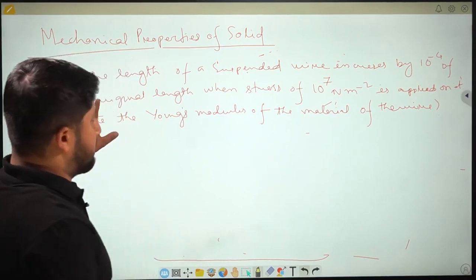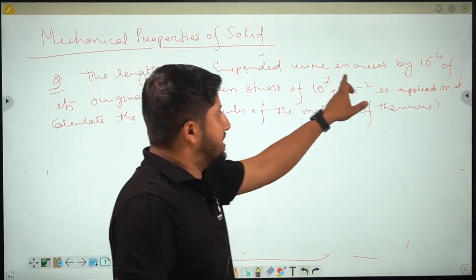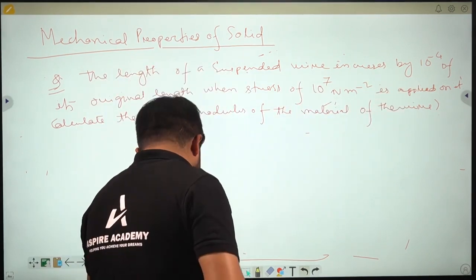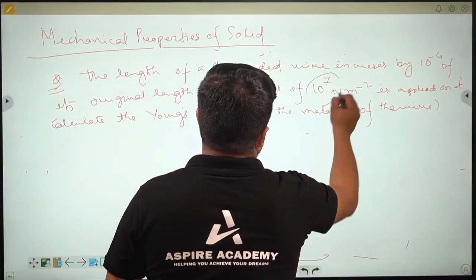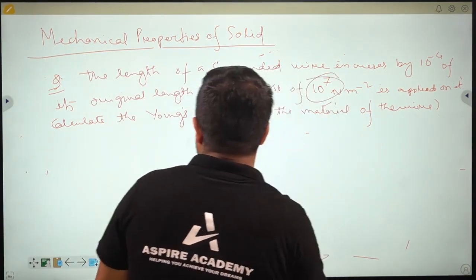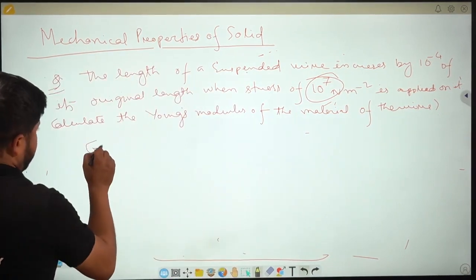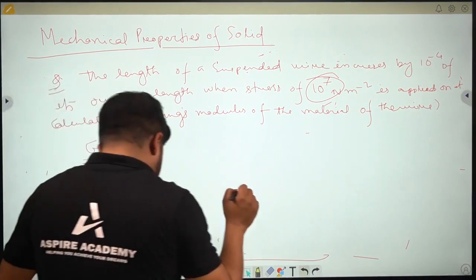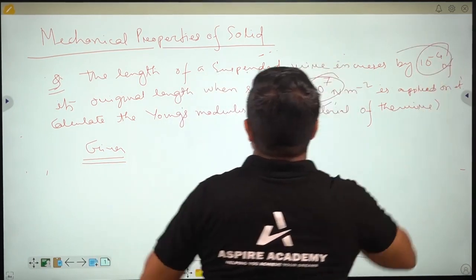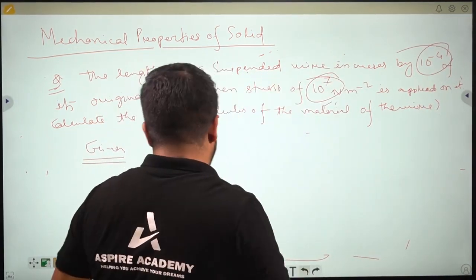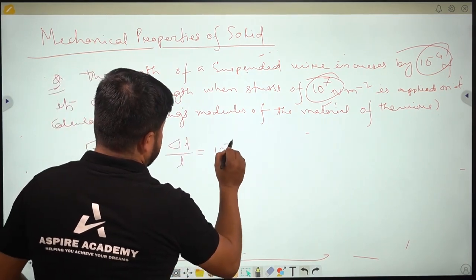So this is one basic numerical. The length of the wire increases by 10 to the power minus 4 of its original length when the stress is 10 to the power 7 Newton per meter square. Calculate the Young's modulus of the material of the wire. So what are the given things? Increases by 10 to the power minus 4 means del L by L is equal to 10 to the power minus 4.